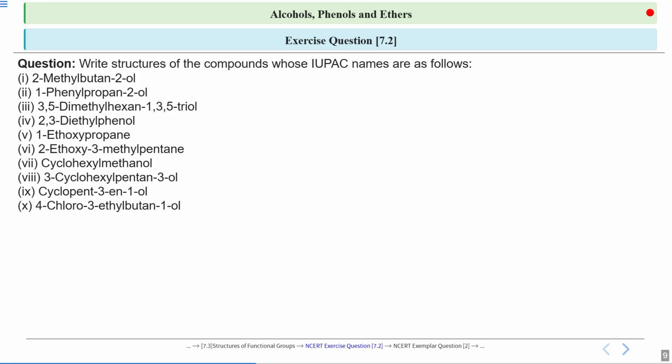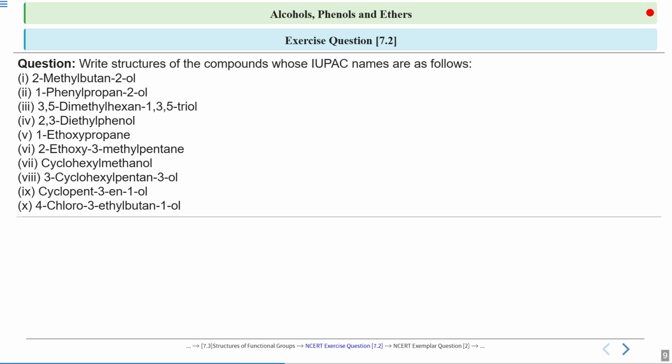Third, 3,5-dimethylhexane-1,3,5-triol. Fourth, 2,3-diethylphenol. Fifth, 1-ethoxypropane. Sixth, 2-ethoxy-3-methylpentane. Seventh, cyclohexylmethanol. Eighth, 3-cyclohexylpentan-3-ol. Ninth, cyclopent-3-en-1-ol. And tenth is 4-chloro-3-ethylbutan-1-ol.